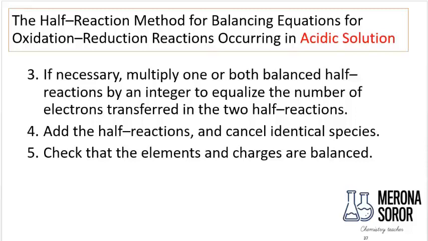3. If necessary, multiply one or both balanced half reactions by an integer to equalize the number of electrons transferred in the two half reactions. Number 4, add the half reactions and cancel identical species. Number 5, check that the elements and the charges are balanced.